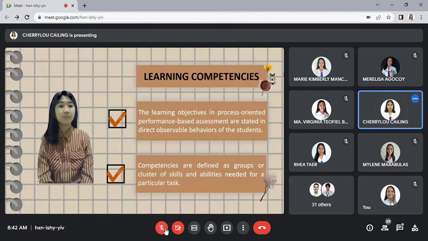Its learning competencies. First, the learning objectives in process-oriented performance-based assessment are stated in direct observable behaviors of the students. Second, competencies are defined as groups or clusters of skills and abilities needed for a particular task.